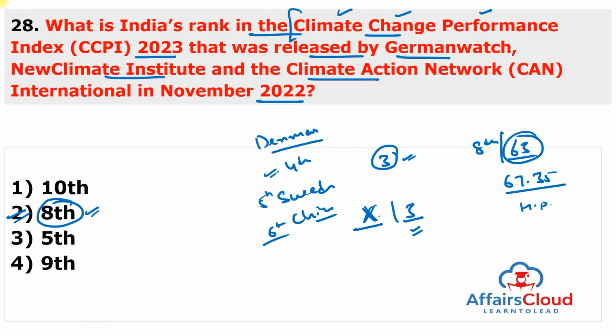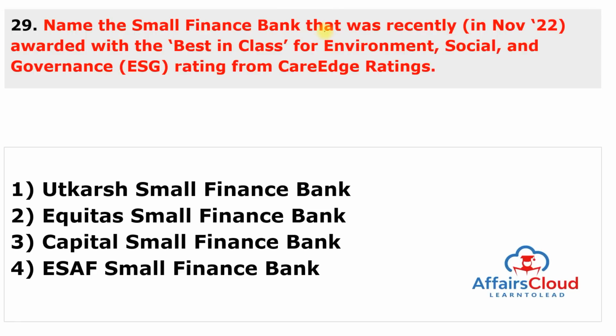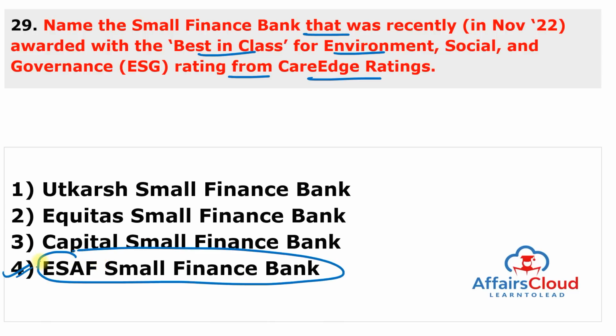Moving to the next question. Name the small finance bank that was recently awarded the Best in Class rating for Environment, Social and Governance from CareEdge Ratings. Remember the question as on the slide. This is a very important question for banking students, and this bank is ESAF Small Finance Bank. The answer of this question is 4.